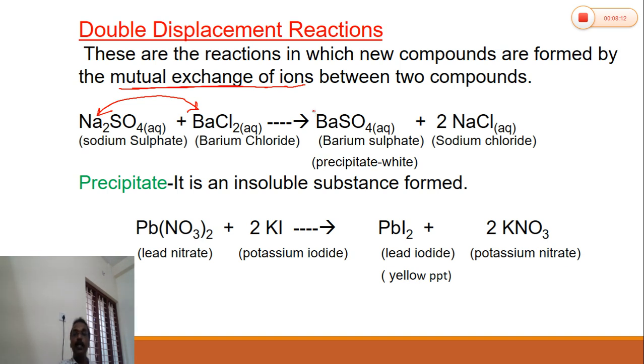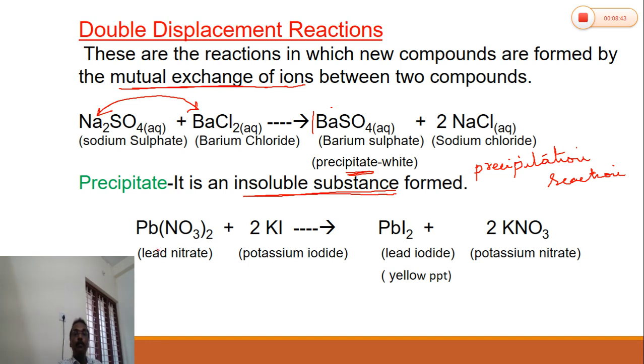At the same time, this barium sulfate is white in color. It is insoluble and so it is called a precipitate. A white precipitate is formed. Precipitate means an insoluble substance. That is also formed during this reaction. So this reaction is also called a precipitation reaction. Precipitation reaction means a precipitate is formed.